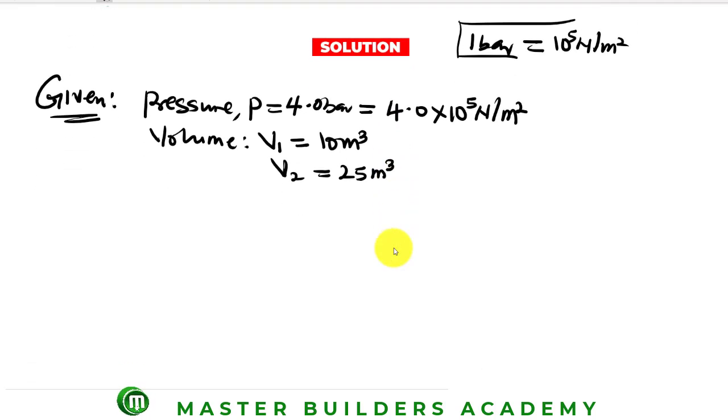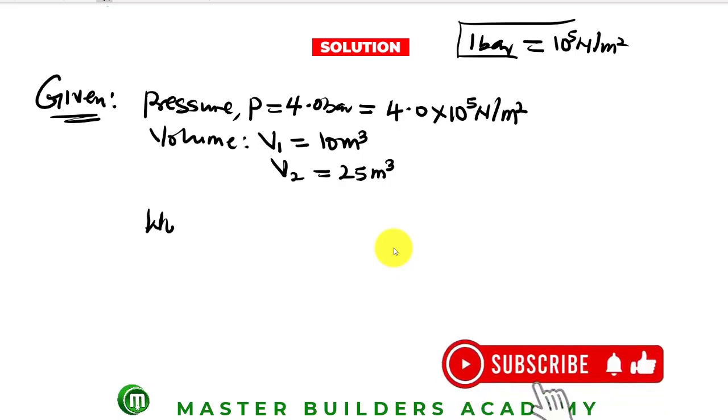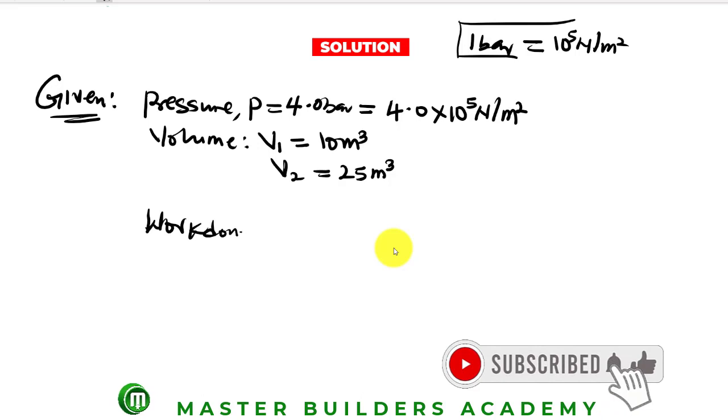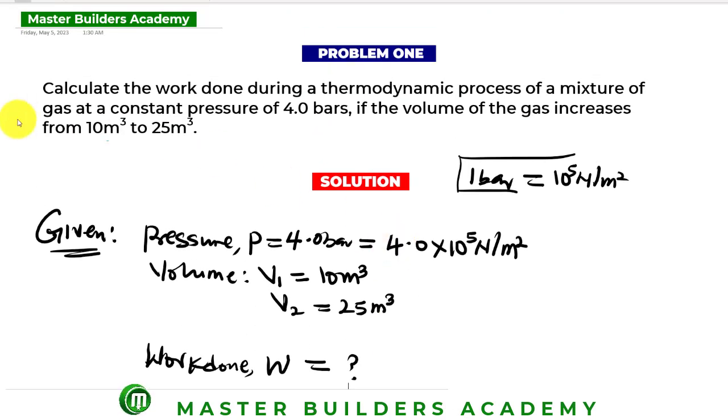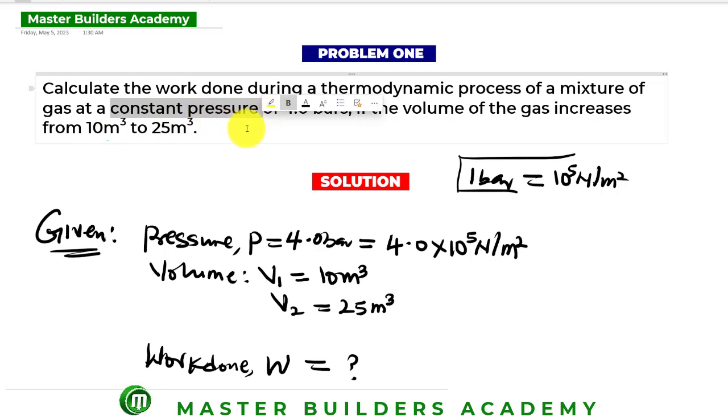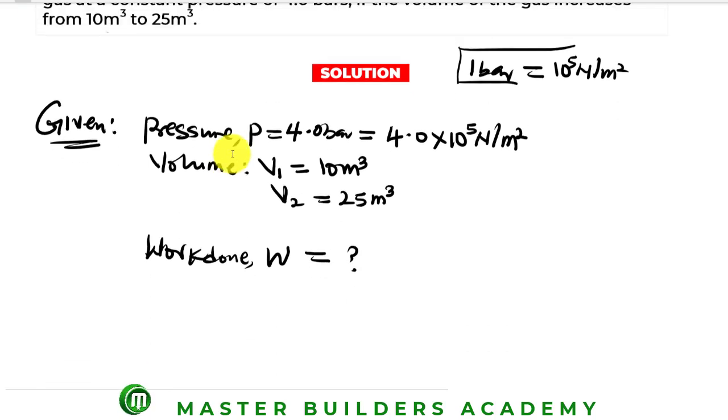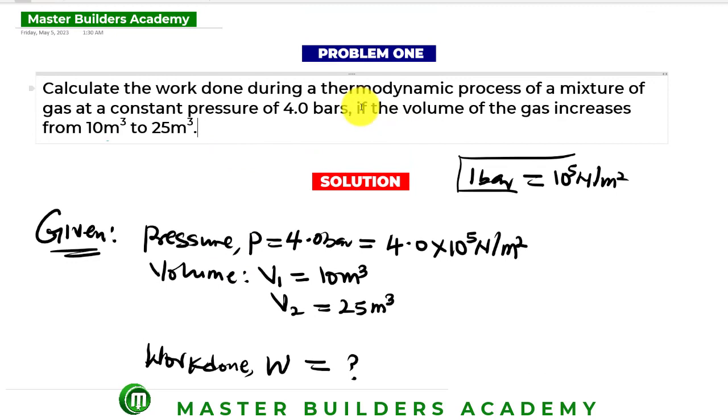And as we have this, we are asked to find the work done. Work done W is unknown. So now, whenever you have a constant pressure, like you have in this question, it is an indication that the work done is between two processes. Like you have it now, the volume increases from one stage to another. That means there are two processes involved, which include the initial and the final.